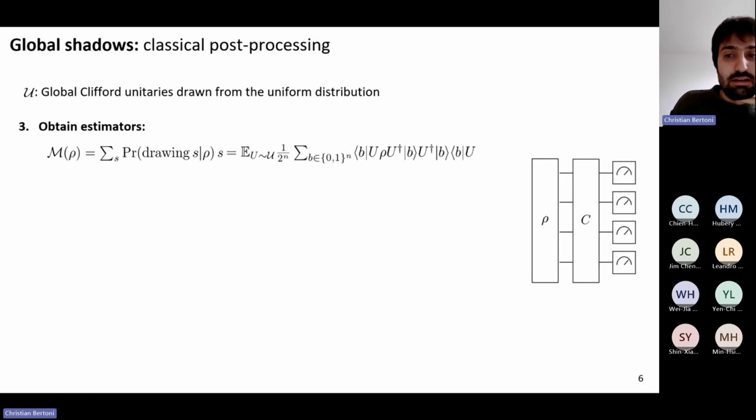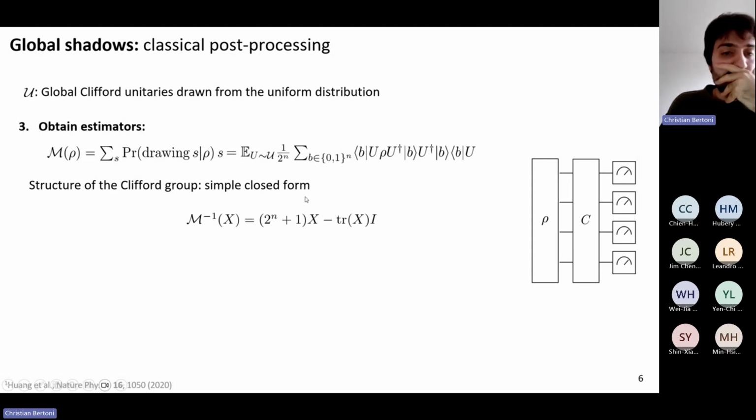Then, once we have our snapshots, we need to obtain the estimators corresponding to an observable, and this is about inverting this M channel. And here I give a little bit of a more precise expression. You can see here, essentially, this is the average over all possible snapshots. Here we have the average over the unitaries and the average over the measurement results. And here we have the actual snapshots.